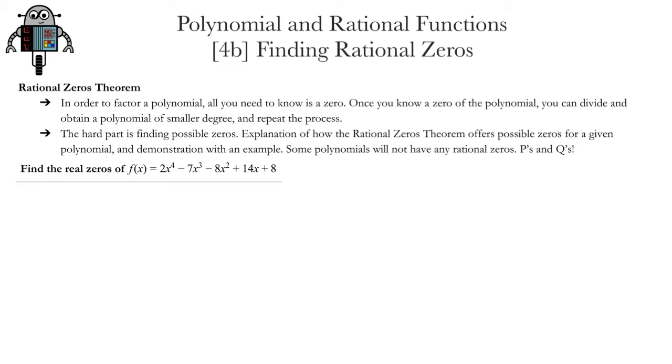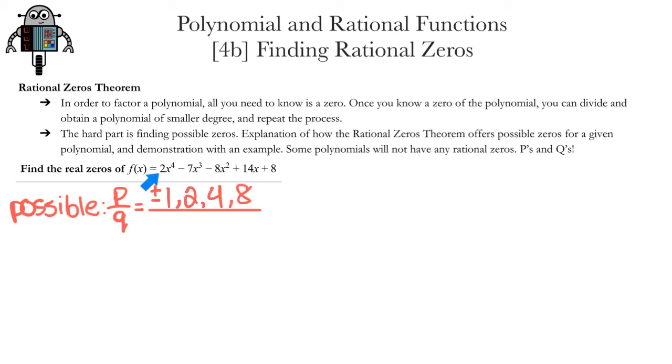In this example, we'll repeat the same process, but we'll end with a quadratic function, so we'll be able to solve it all the way. Let's find the possible rational zeros first. Notice that a sub 0 is 8, and the factors of 8 are plus or minus 1, 2, 4, and 8. Notice that a sub n is 2, and the factors of 2 are plus or minus 1 and 2.